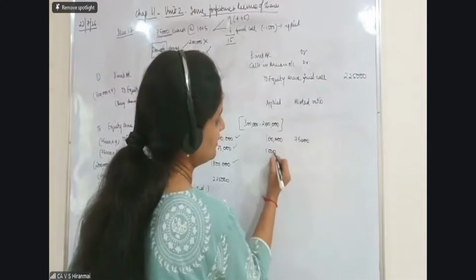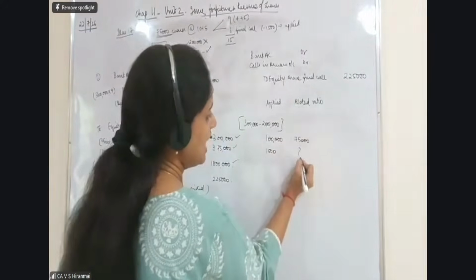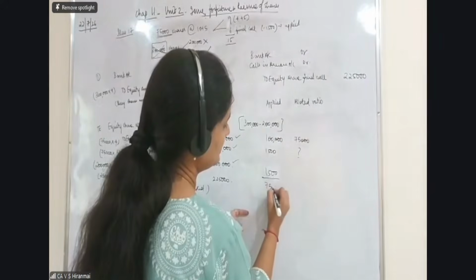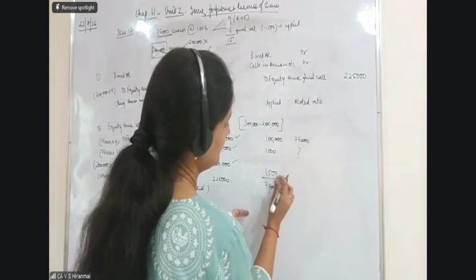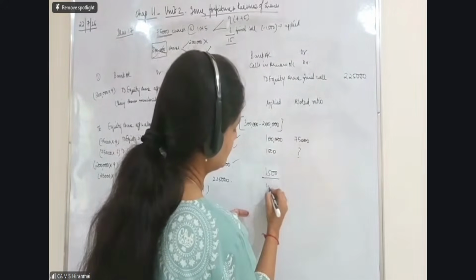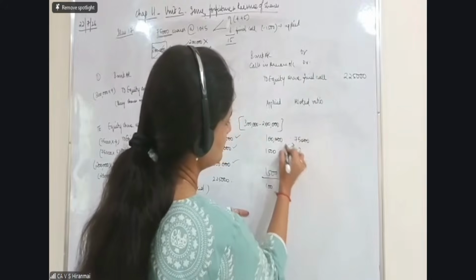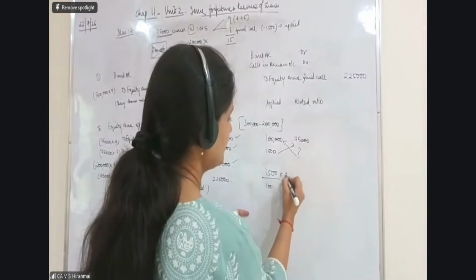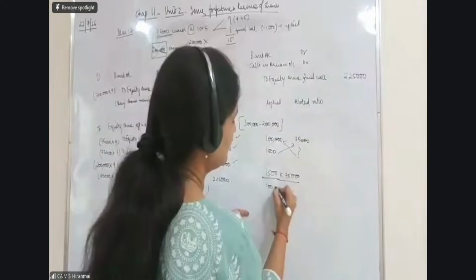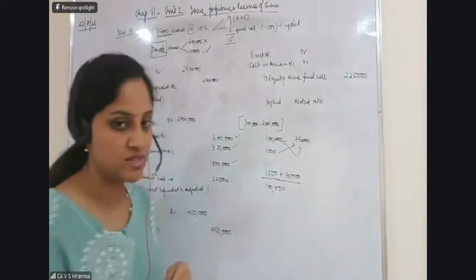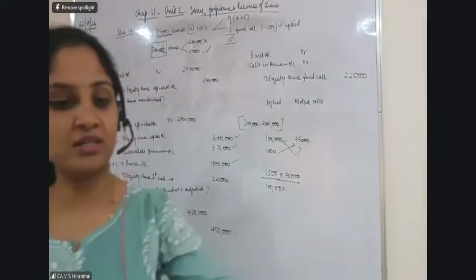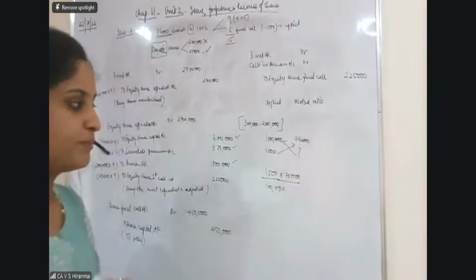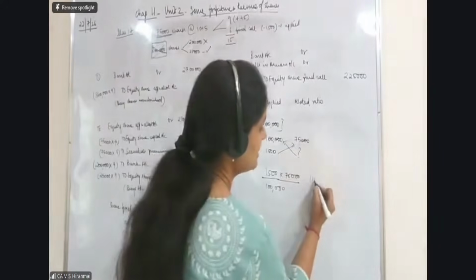So 1,500 shares apply किया है. How much I have allocated? So 1,500 divided by 1 lakh, into 75,000. So 1,500 into 75,000 divided by 1 lakh rupees. So how much actually I have been allotted? All of you please see.